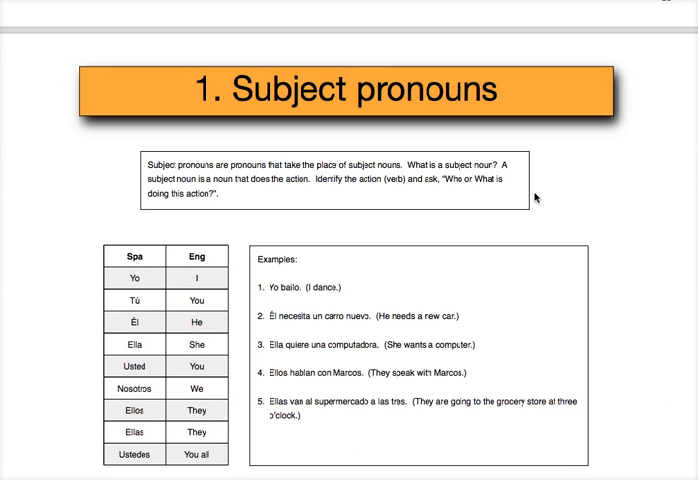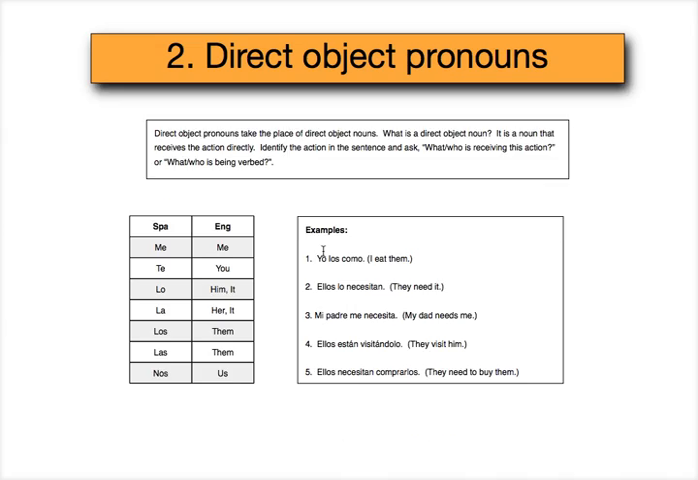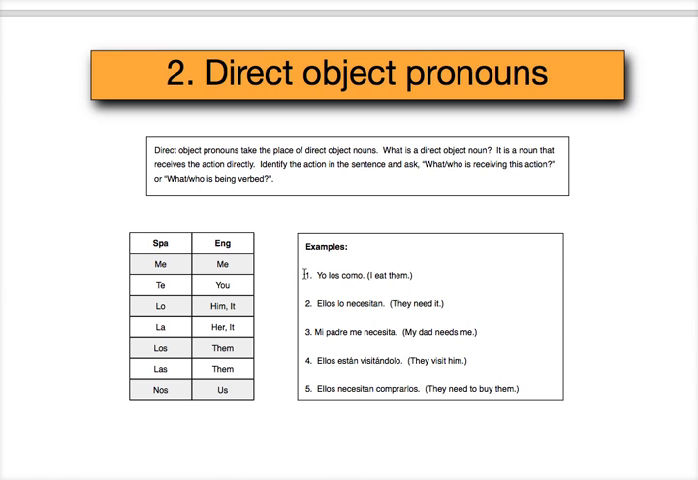You might have some fill-in-the-blank sentences where you have to replace a direct object or an indirect object with a pronoun. So some examples of this. Okay. So notice the example here, yo los como. This would be the answer. The question that you would have on the test might be something to the effect of yo como los tacos. Then you'll have to rewrite it as yo los como.